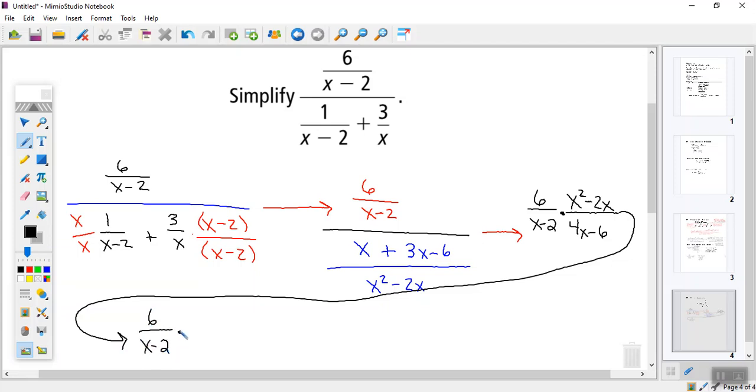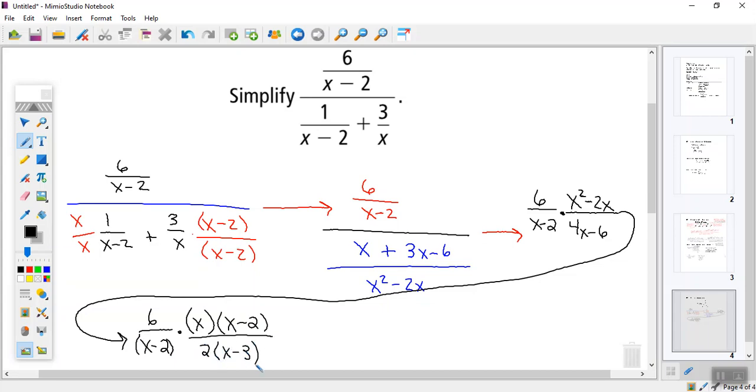Times, friends. Could I take an x out of both of those? Yeah. X times what? X minus... Oh, that's interesting. Anything I can take out of 4x minus 6? 2. Take a 2 out, right? 2 times what? X minus 2.